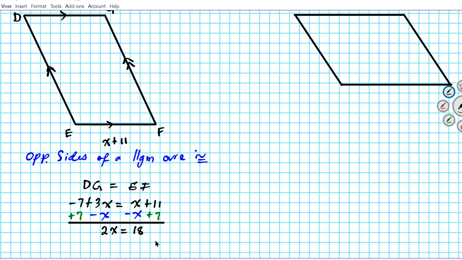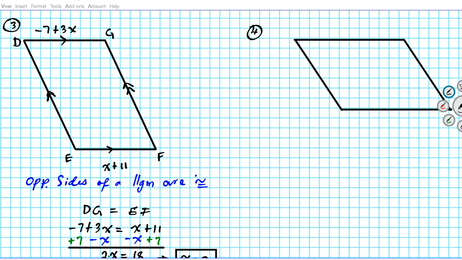To finish that off, we need to get rid of the 2. We use the inverse of multiplication, because this is 2 times x. To undo multiplication, we use its inverse, which is division. So we divide both sides by 2, and we have the value of x. x is equal to 9. That's the answer to question number 3.